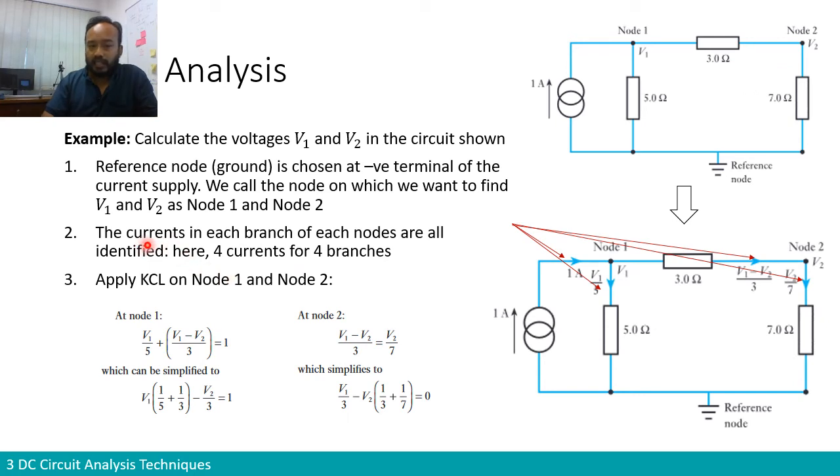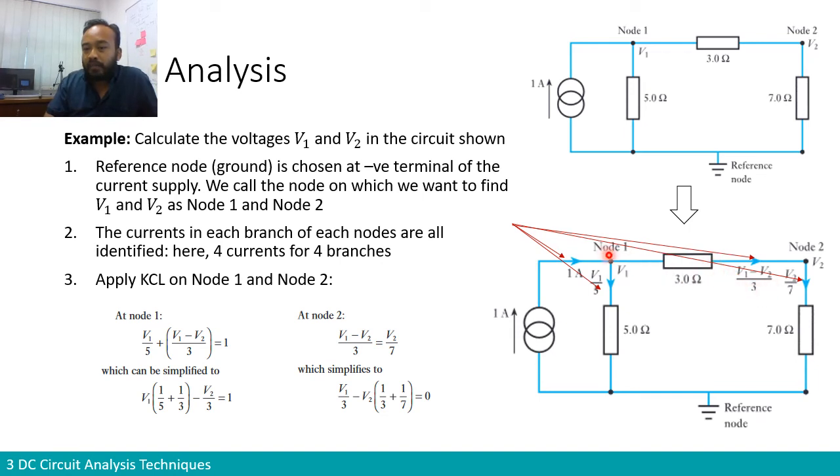Next, in step number 2, we assign the current in each branch that is connected to the nodes that we have identified. For example, in node 1, what currents do we have? We have 3 currents, and in node 2 we have 2 currents. So what are the currents? You have to identify them. The current that goes from the power supply, we know it is 1 amp. The current that goes through the 5 ohm, we don't know what the value is, but we know the value will be V1 divided by the resistor 5, which is basically Ohm's law, V divided by R.